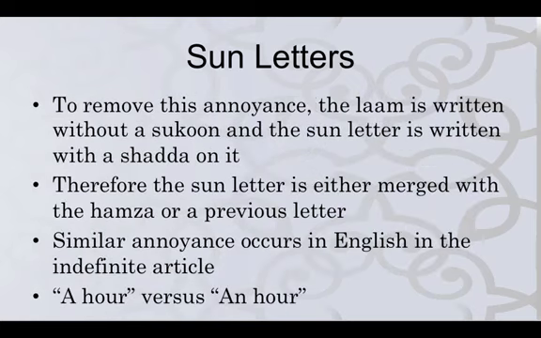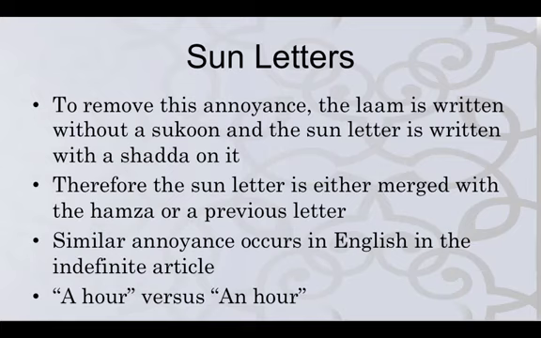So, whenever we add this hamza fatha lam sukun to any word, if the letter immediately following has an articulation point close to the letter lam, this causes an annoyance. In order to remove this annoyance, the lam is written, but it's written without a sukun. And we put a shadda on the sun letter in order to denote that this letter is occurring twice. And then we merge the sun letter with either a previous letter or the hamza. Now, this will become clear in a second.